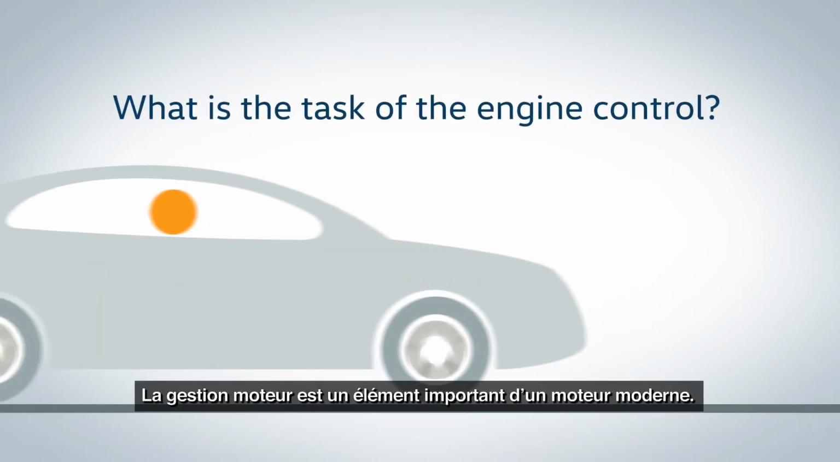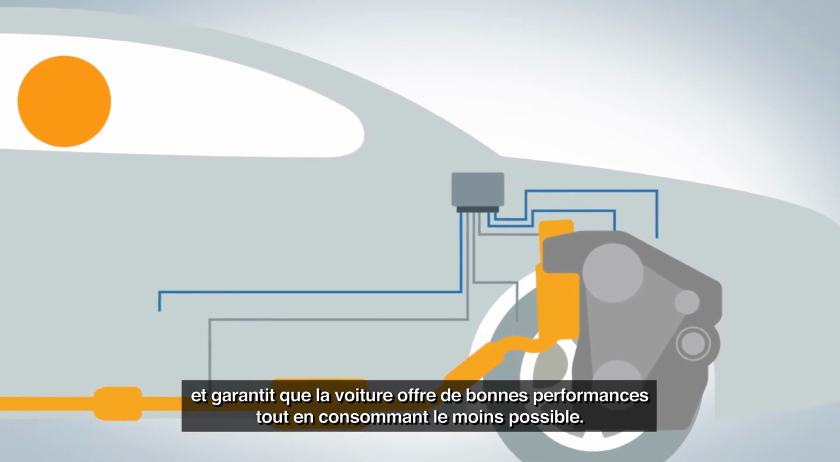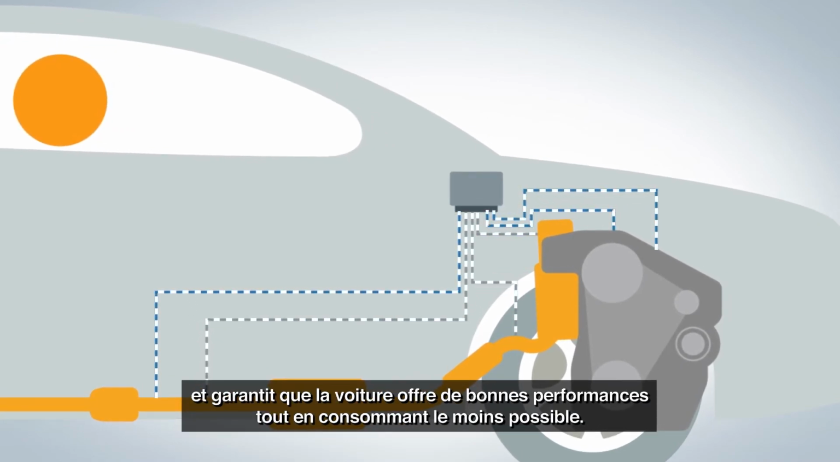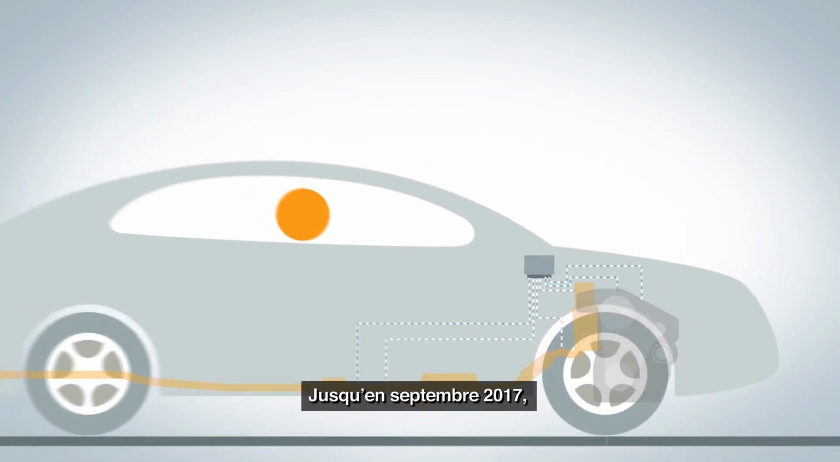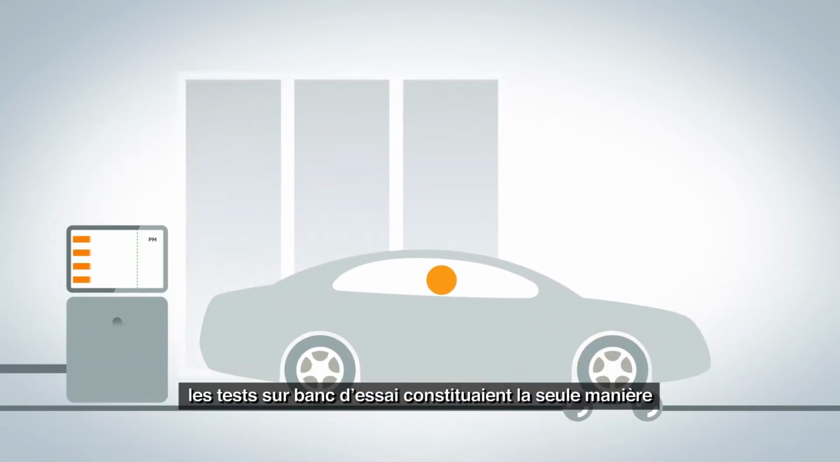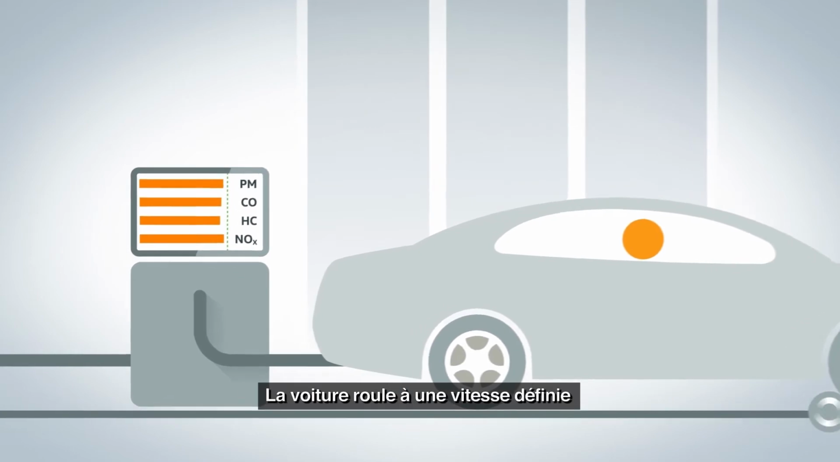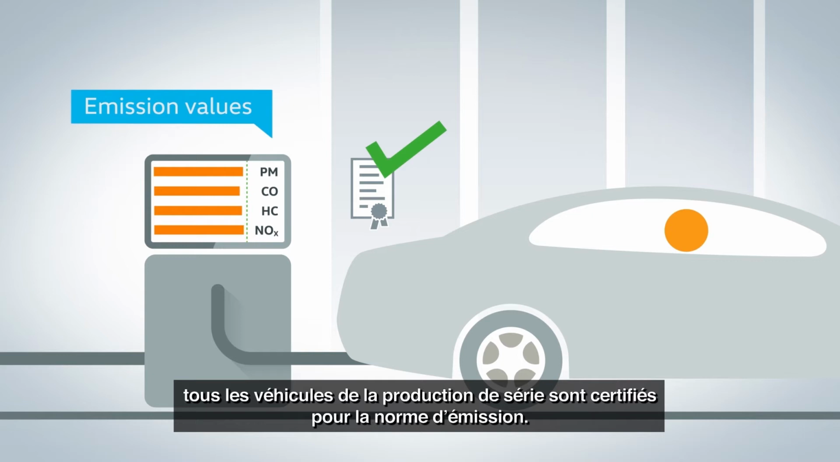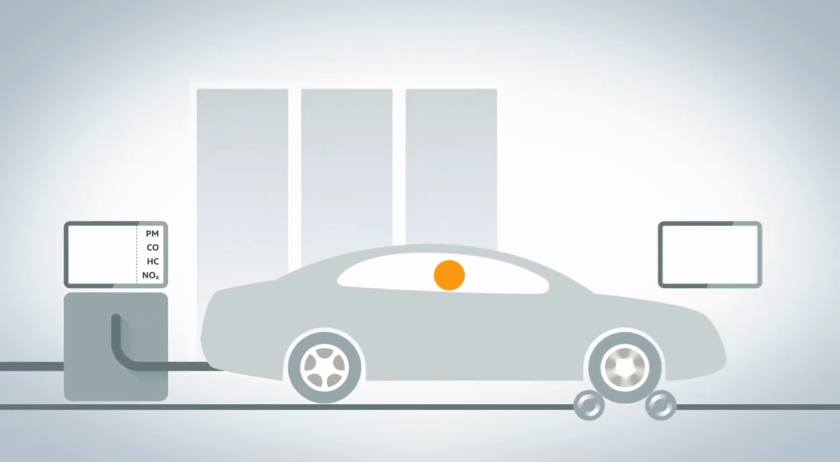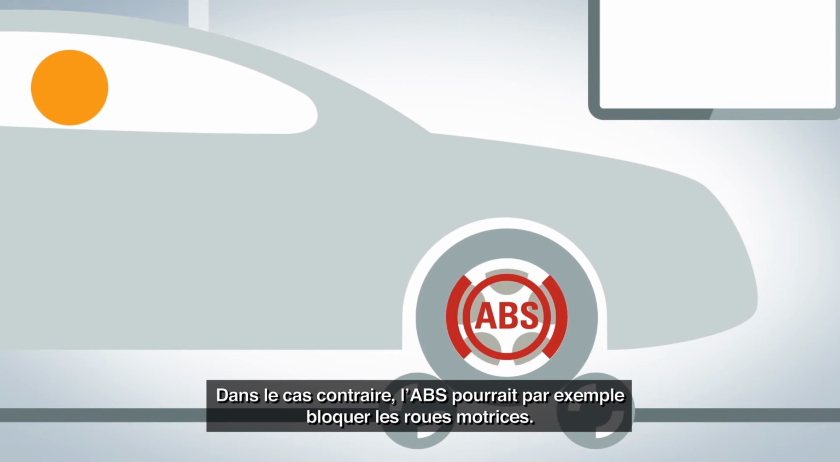An important part of a modern engine is the engine control. Its complex software processes the signals of many sensors in the vehicle and ensures that the cars offer good performance profiles with the lowest possible consumption and comply with the required exhaust standards at the same time. Up until September 2017, testing on the test bench was the only way to determine whether a vehicle fulfilled the legal requirements. Here, the vehicle runs with a defined speed curve while the exhaust gas values are being measured. If the model fulfills the required specifications during its type approval, then every vehicle in the series is certified for this emission standard. A vehicle needs to recognize that it stands on the dynamometer, otherwise its ABS would block the drive wheels, for example.